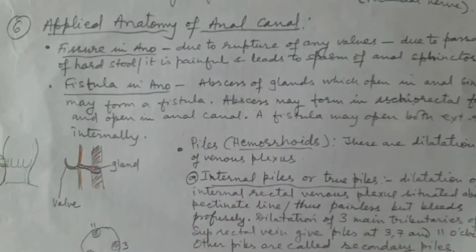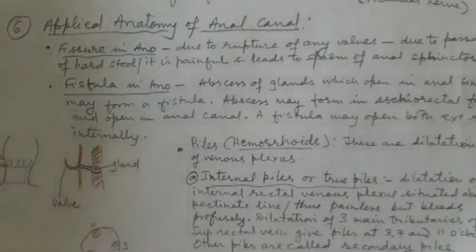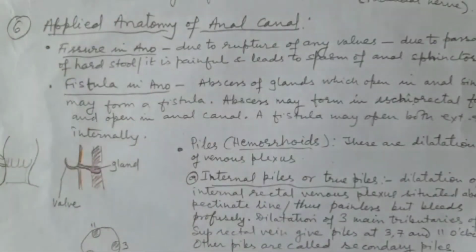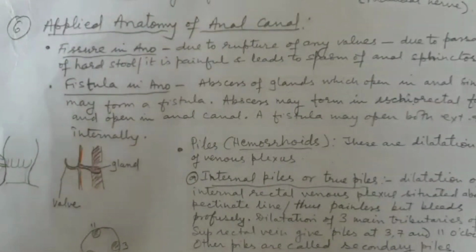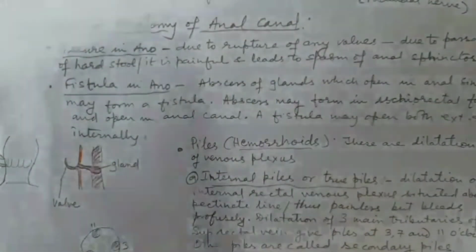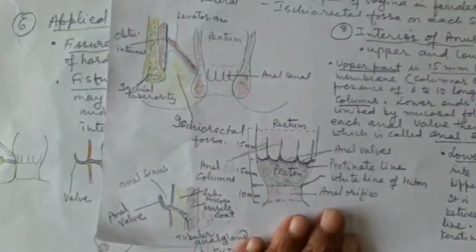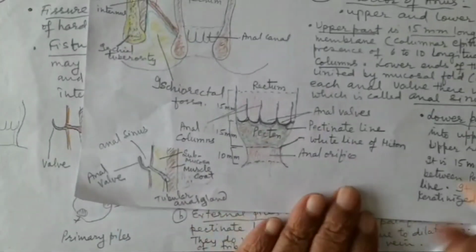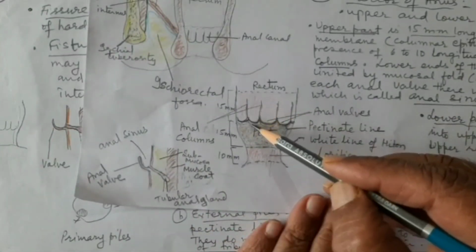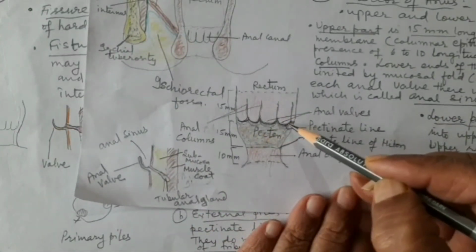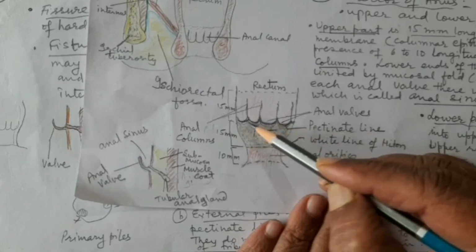A fissure may occur in the ano due to the rupture of the anal valves. And we have seen that the anal valves are just foldings. See here, I will explain. These are the anal valves, concentric, pocket-like structures.